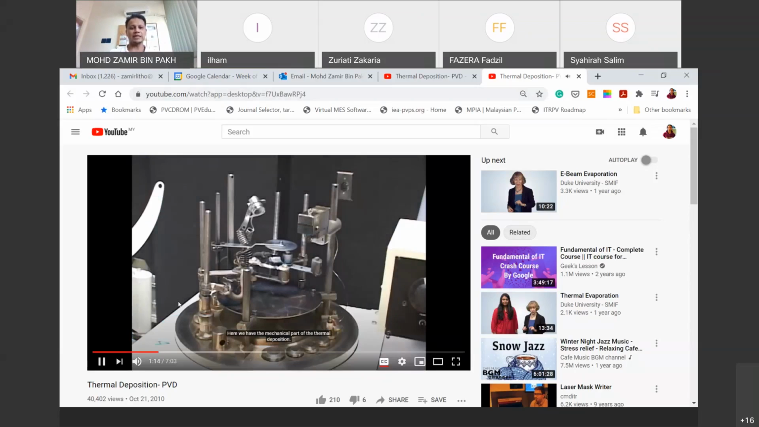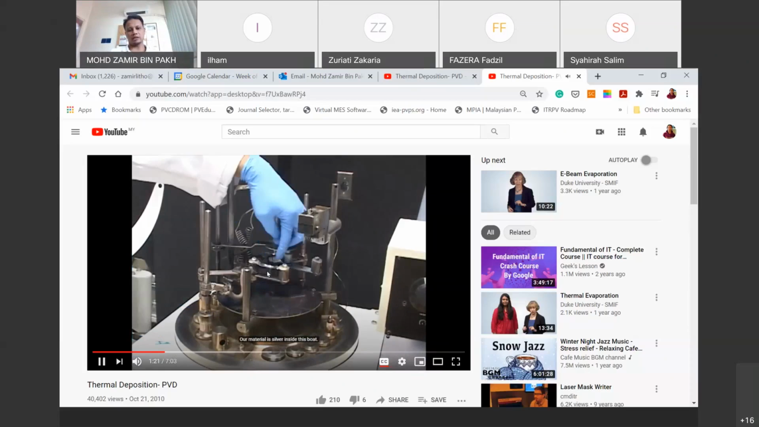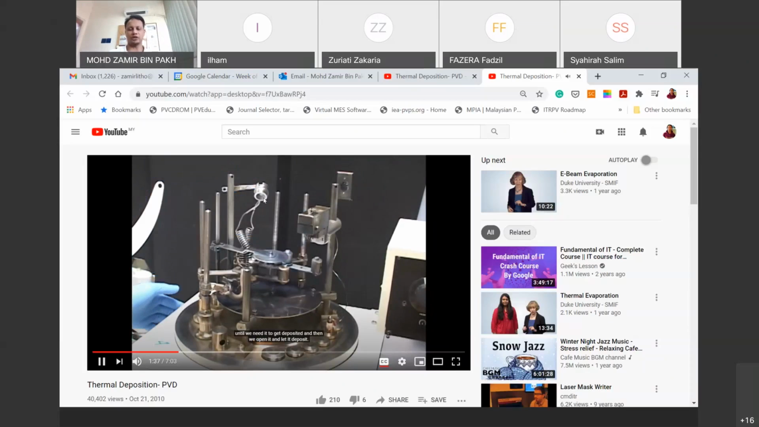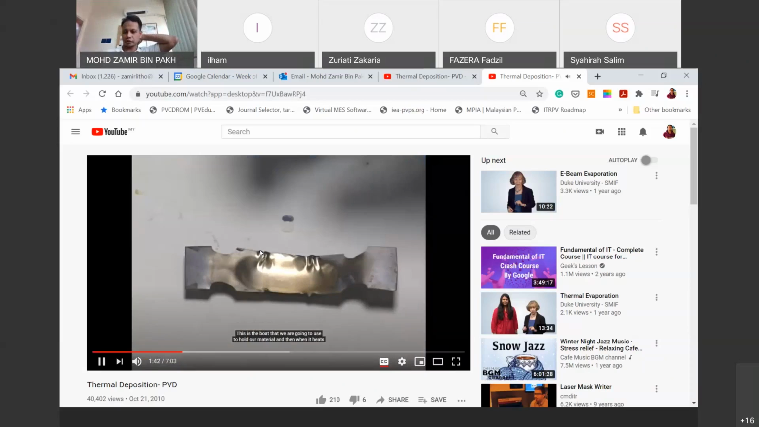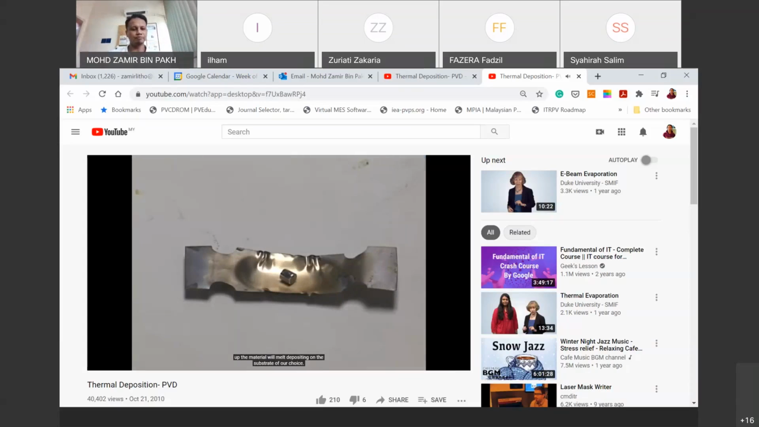So this is inside the chamber. Down here you can see the tungsten boat where you place your source material, for example, aluminium. That is the mechanical shutter. Up here is the crystal monitor. We don't have it in our lab. It will monitor the deposition rate the moment you start the deposition process. It tells you a couple of nanometers per second and stuff like that.